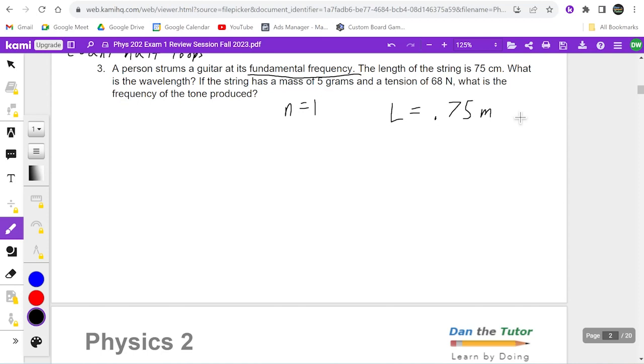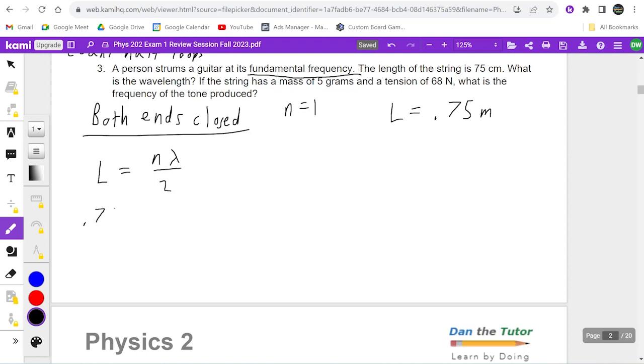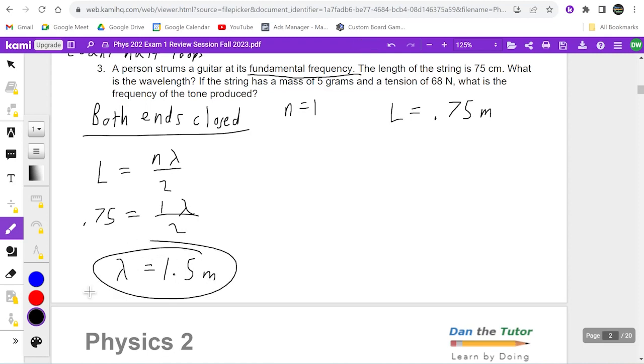Okay, so the first thing we need to figure out, guitar, which case is that? Obviously we know it's the both ends closed case, because that was our example for the both ends closed case, which means that the equation is L equals n lambda over 2. We have the length, it's 0.75. We have n, it's 1. So then to solve for lambda, you just have to multiply both sides by 2. And you'll get lambda equals 1.5 meters. And there's our wavelength.